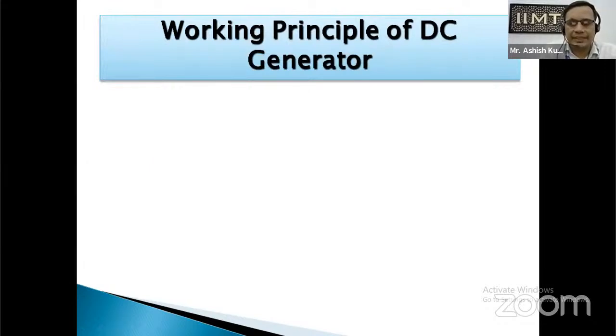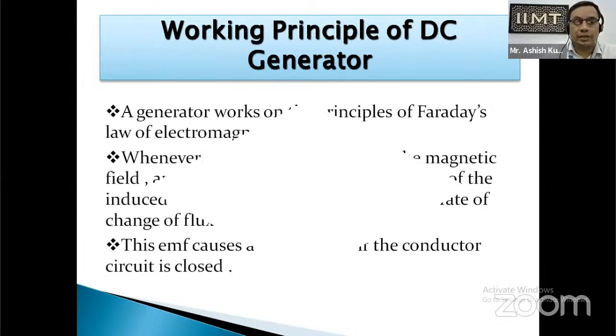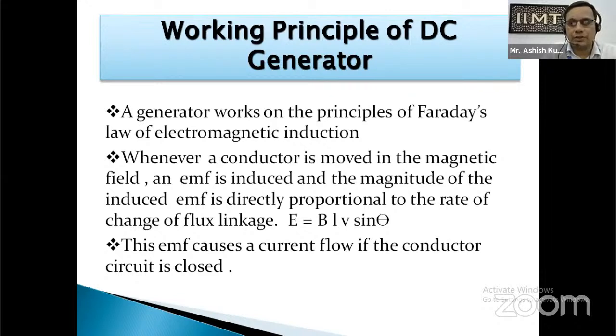Working principle of DC generator. What is the working principle of DC generator? It works on the principle of Faraday's law of electromagnetic induction. What is Faraday's law of electromagnetic induction? When a conductor moves in a magnetic field, it cuts magnetic lines of force due to which an EMF is induced in the conductor. This is called Faraday's law of electromagnetic induction.